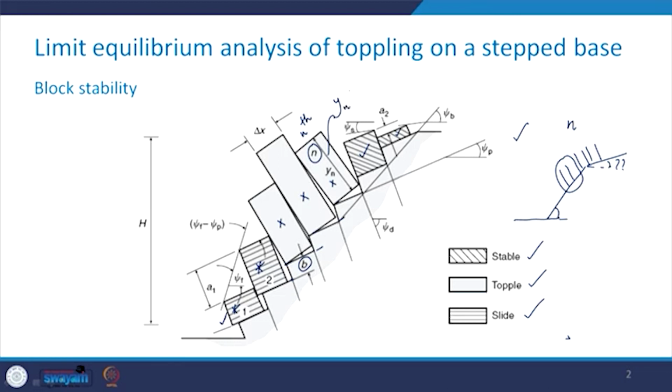Now what we will do is try to get the forces which are acting on any typical nth block. We will take one nth block which has the tendency to topple, and we will take another nth block which will have the tendency to slide, and then we will try to get the force equilibrium equations and see how this system can be analyzed.